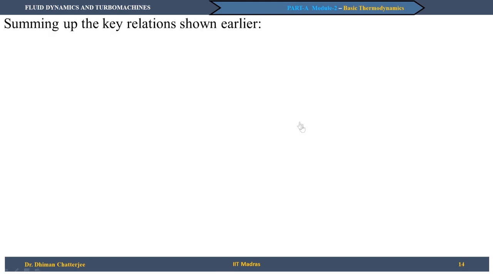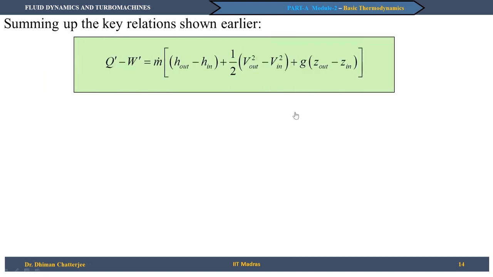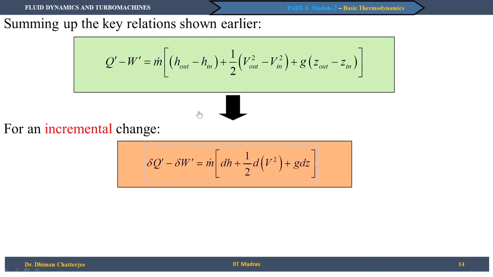So, summing up the key relationships shown earlier, from the first law we get q prime minus w prime equal to m dot times h out minus h in plus half v out square minus v in square plus g times z out minus z in, which for an incremental change we can write as del q prime minus del w prime equal to m dot dH, that is the incremental change in enthalpy, plus half d v square. Here again I am talking about the change in the v square quantity.